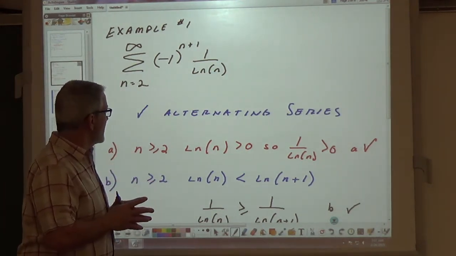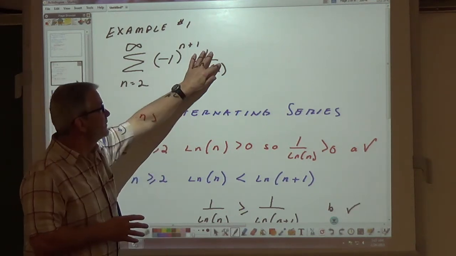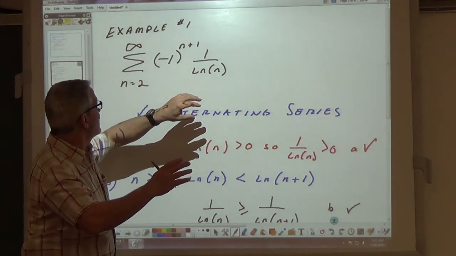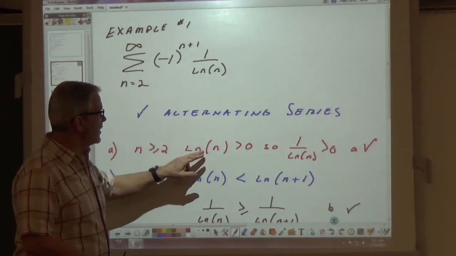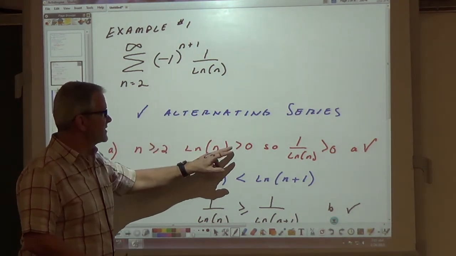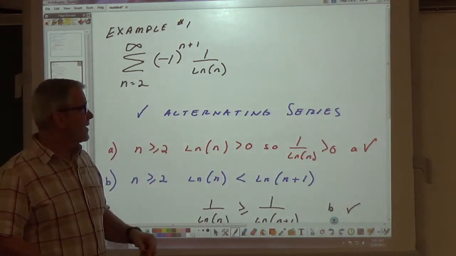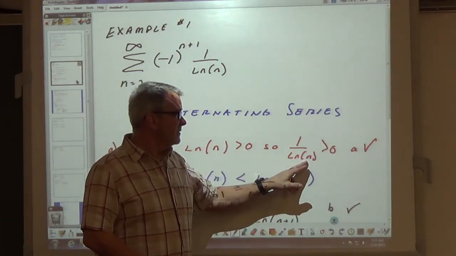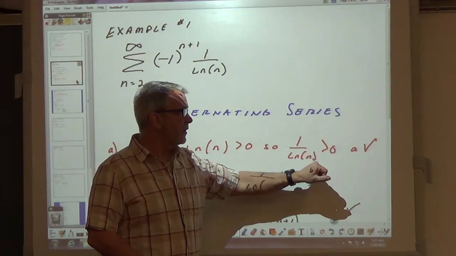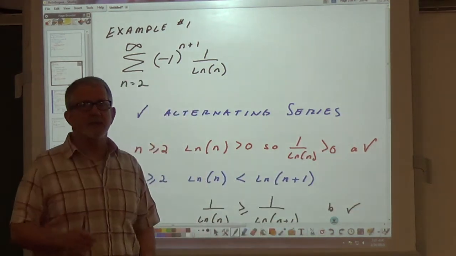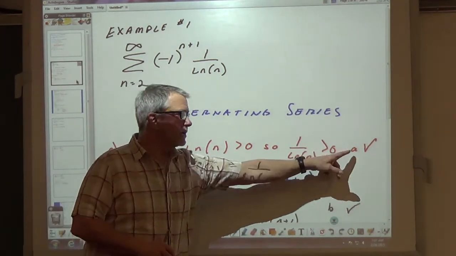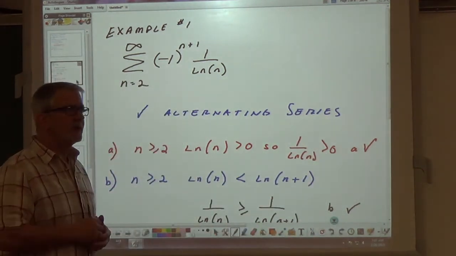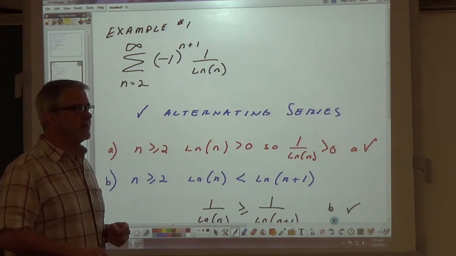Now I'm going to verify that each term, starting off positive and then going negative, is positive in absolute value. If n is greater than or equal to 2, then I know that ln of n is greater than 0. Therefore, 1 over ln of n is greater than 0 also. So condition A holds. All of my terms are going to be positive. Good deal.